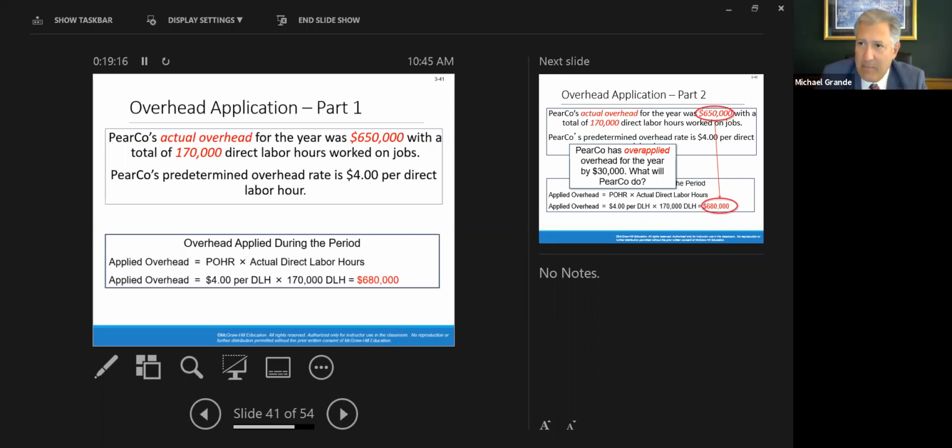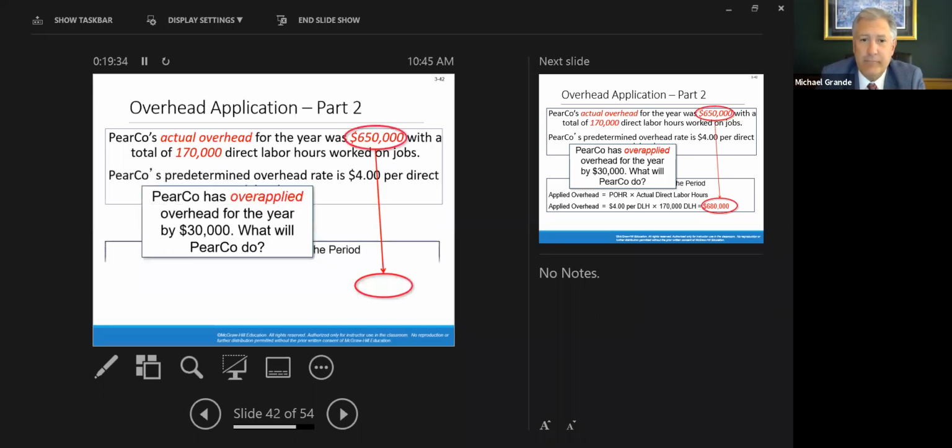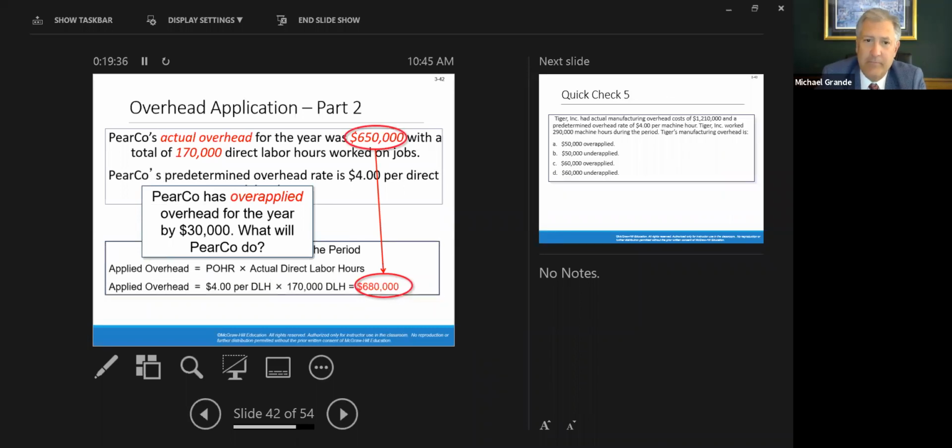So they had a debit in manufacturing overhead of $650. They had a credit of $680. They have a net credit of $30,000. In other words, they have over-applied manufacturing overhead. They put too much cost in their product. Over-applied. What are we supposed to do with it? This is an account that needs to be dealt with ideally on a quarterly basis. I would suggest it should be done on a monthly basis.